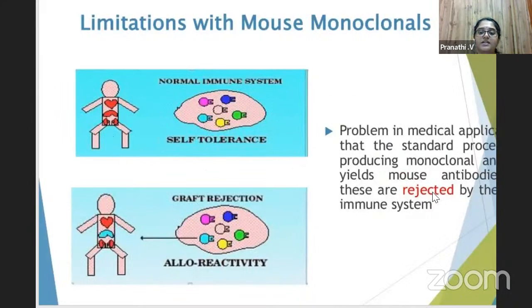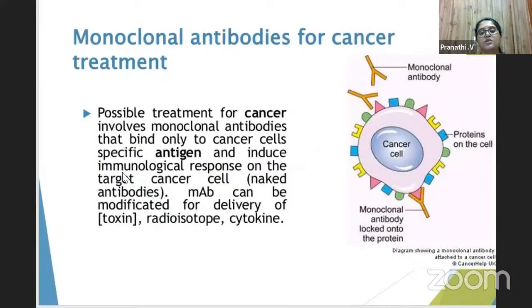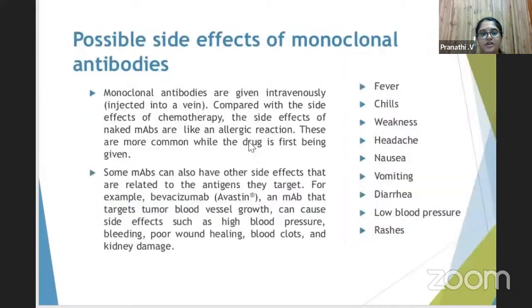But then the problem is that mouse antibodies are standard, but they are rejected by the human immune system. That is why you have conjugated monoclonal antibody therapy, which binds to the surface of the tumor. So this kills the tumor cells basically. And so obviously it is used for cancer treatment.